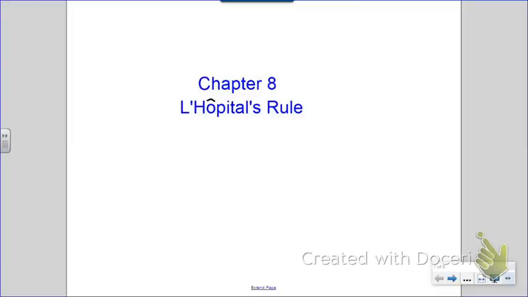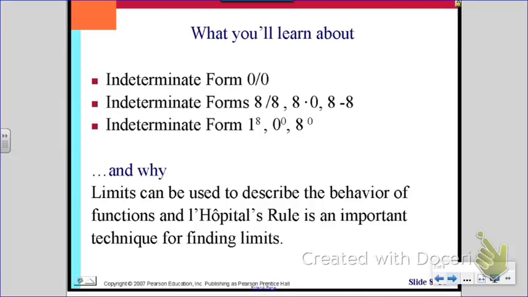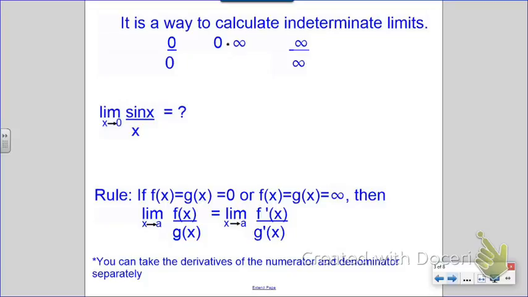Today's lesson is on L'Hopital's Rule. We'll look at how to use limits and L'Hopital's Rule to find limits and describe the behavior of functions. L'Hopital's rule is a way to calculate indeterminate limits. This is where we'll look at the theory behind why the limit rules of infinity work the way they do.